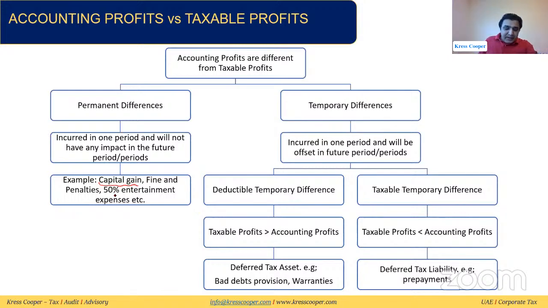In the same way, entertainment expenses have been given in the UAE corporate tax law that 50% of the entertainment expenses are allowable expenses, while calculating the accounting profit, we will take 100% of entertainment expenses as allowable expenses. So these three things specifically I mentioned will create permanent differences. Now coming back to the temporary differences.